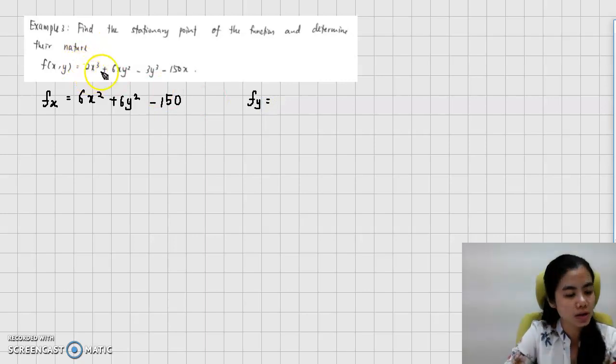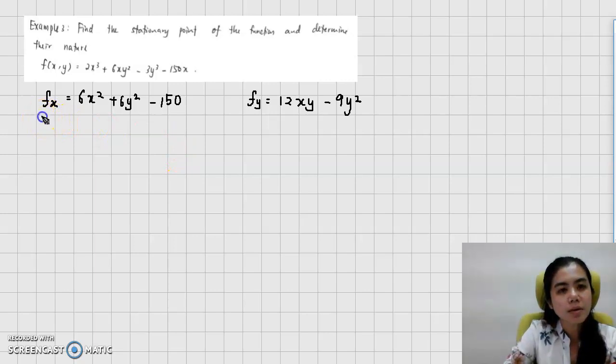Okay, the next is we find fy. So treat x as constant. So you have 0, and with x as constant, differentiate y, so you have 12xy. Differentiate this, you have minus 9y squared, and this one is constant, so you have 0 here.